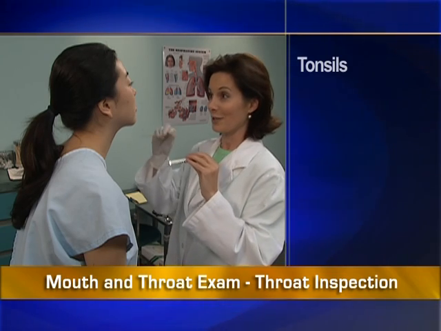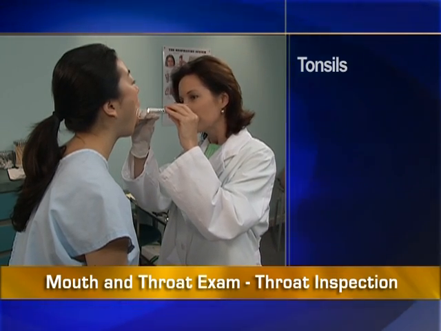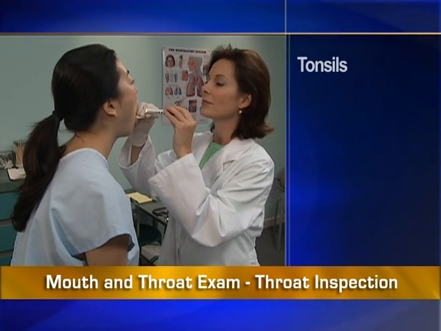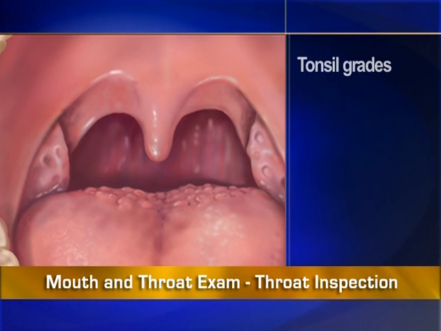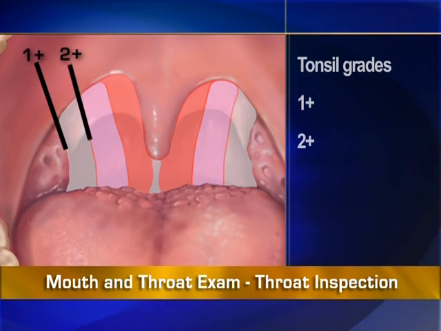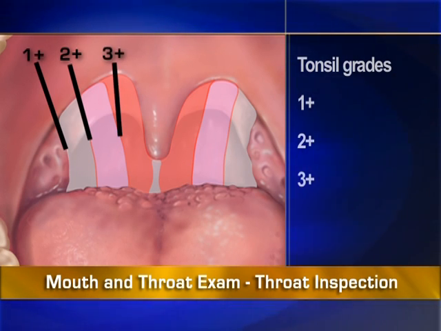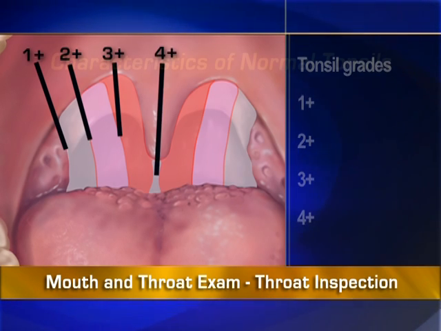Now I'd like to look at your tonsils, okay? To inspect the person's throat, use a pen light and tongue depressor. Begin by observing the tonsils behind the anterior pillar. If the tonsils are present, grade their size using this scale. 1+ indicates that they are just visible. 2+ indicates that they protrude halfway between the pillars and uvula. 3+ indicates that they touch the uvula. And 4+ indicates that they touch each other.